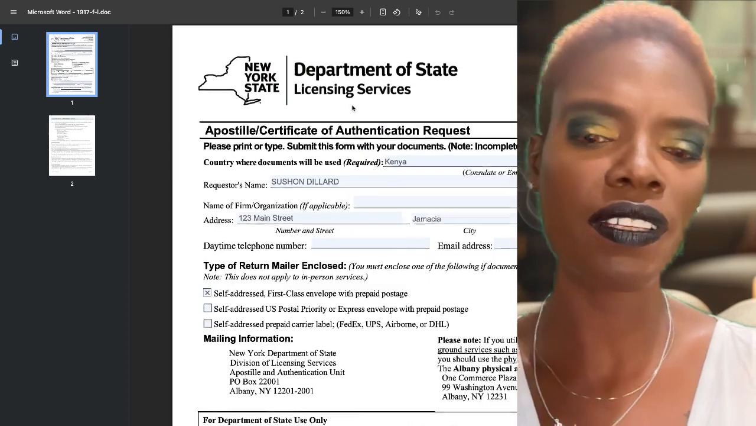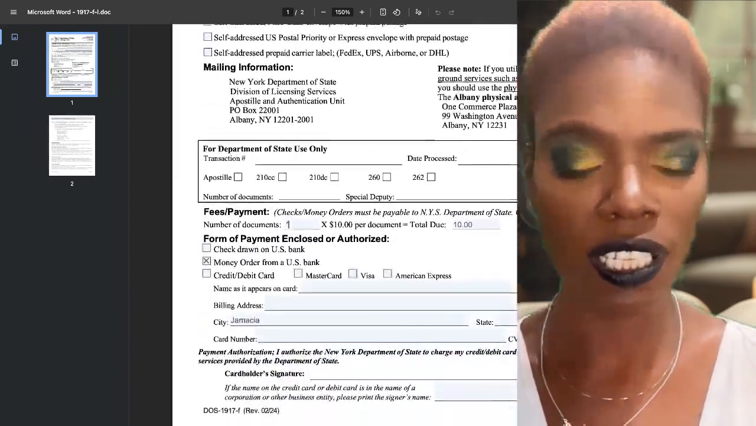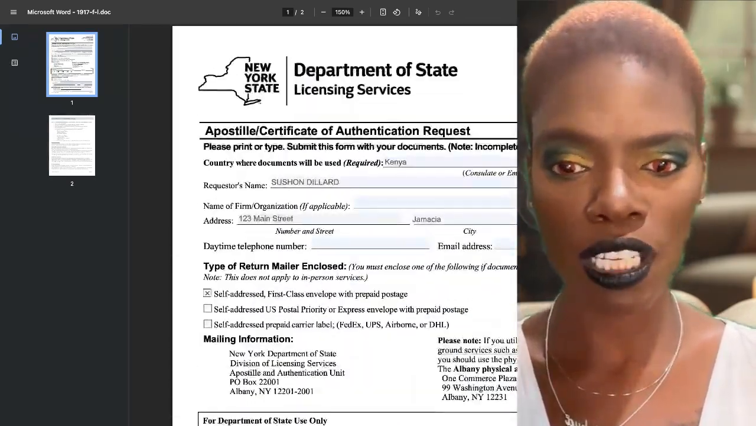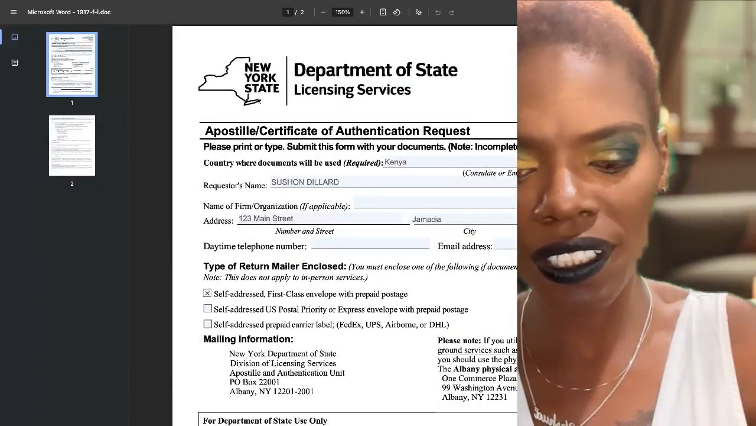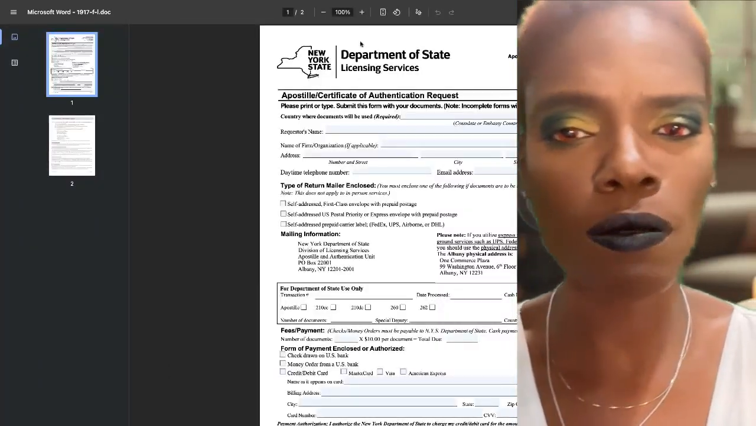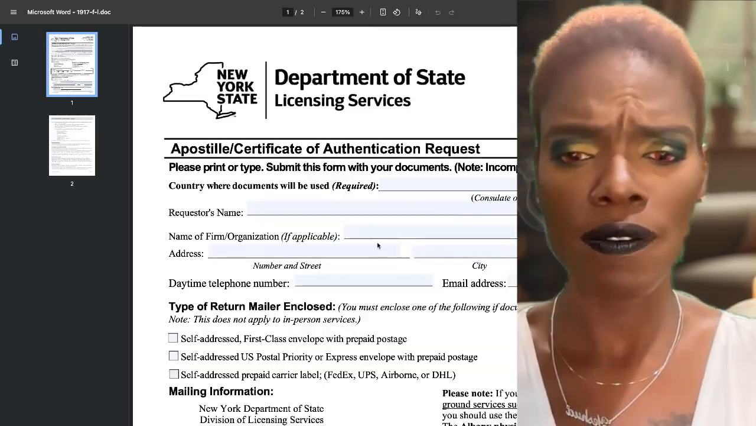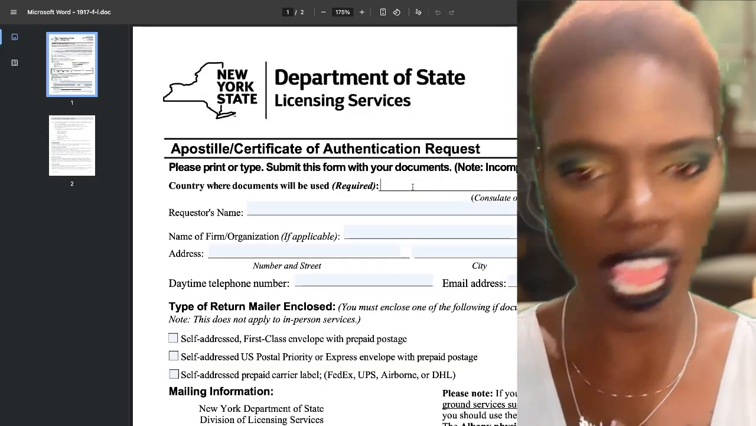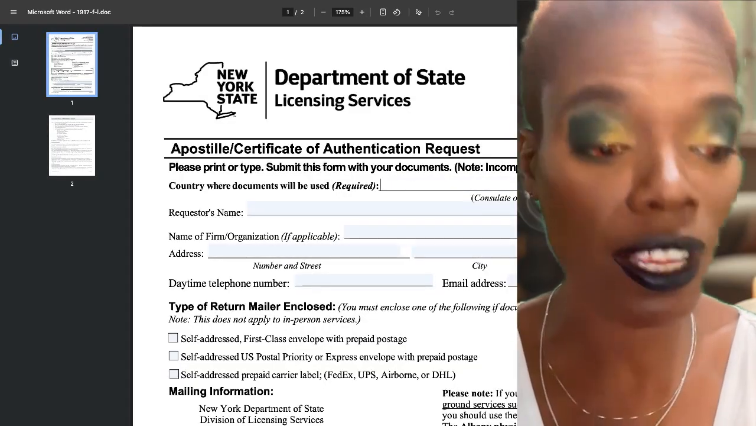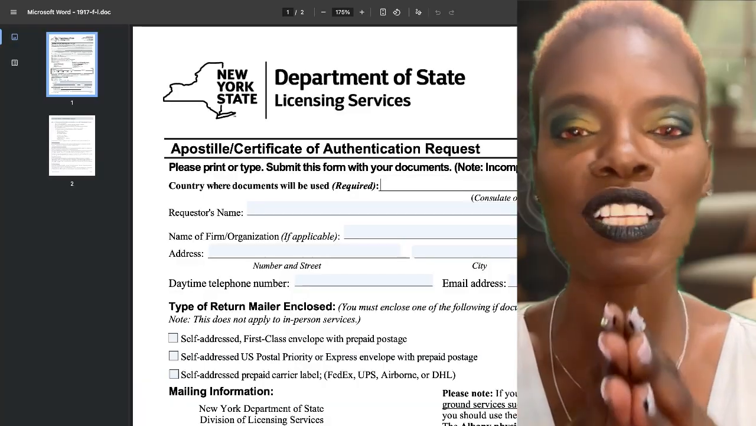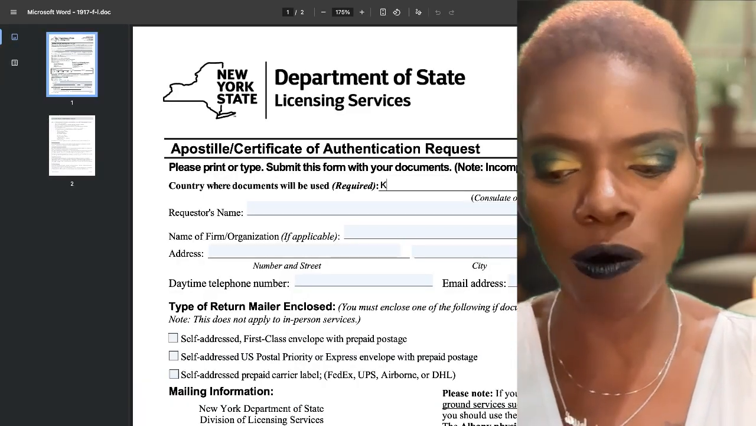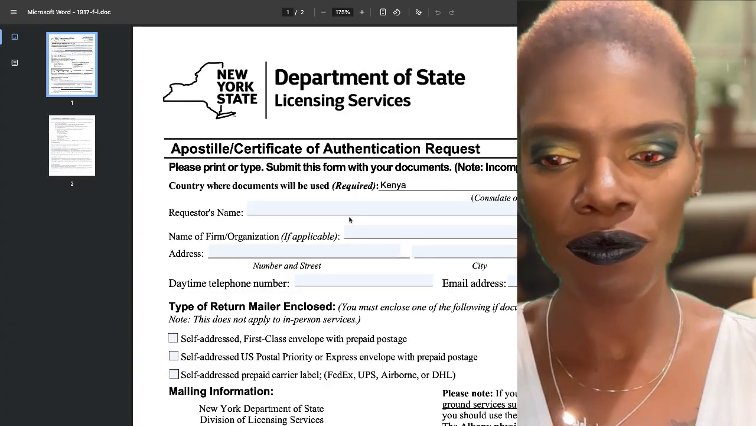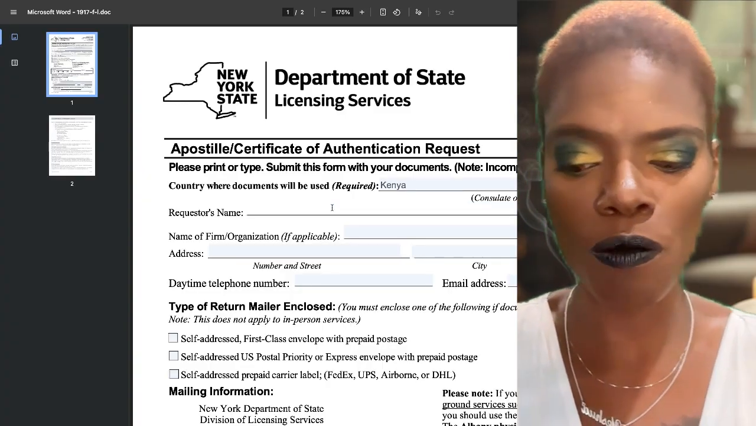We're now going to fill out the application. This is the New York State application, okay? I'm going to clear this up so it can be nice and clean so we can do it together. Now, the very first line, country where your documents will be authenticated. I chose Kenya. Whatever country you use, that's where that will go, okay? Requester's name will be yours.